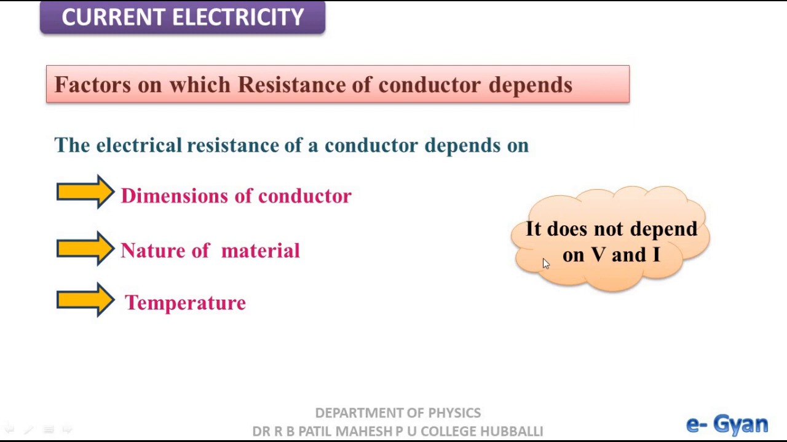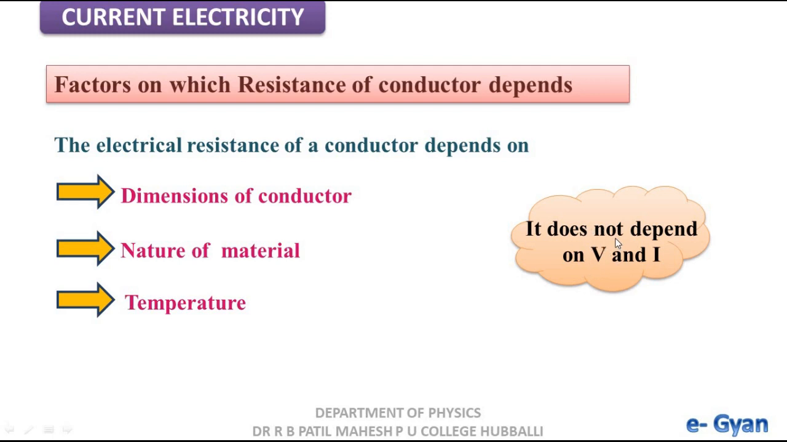We have a very important point here. It does not depend on V and I. By this we get confused. Why do we get confused? Because we define resistance with the help of V and I. But here we are saying that it does not depend upon V and I. For a given conductor, the ratio of V and I is constant.